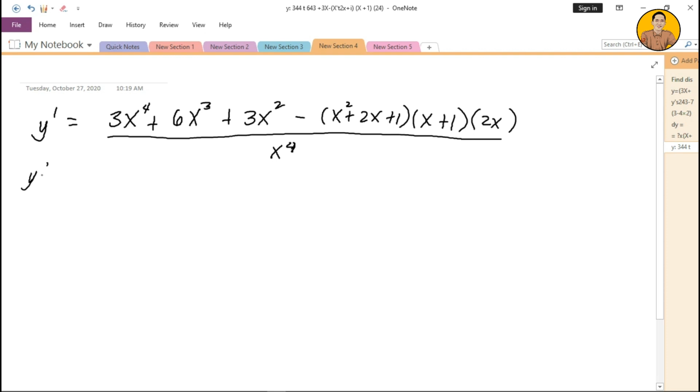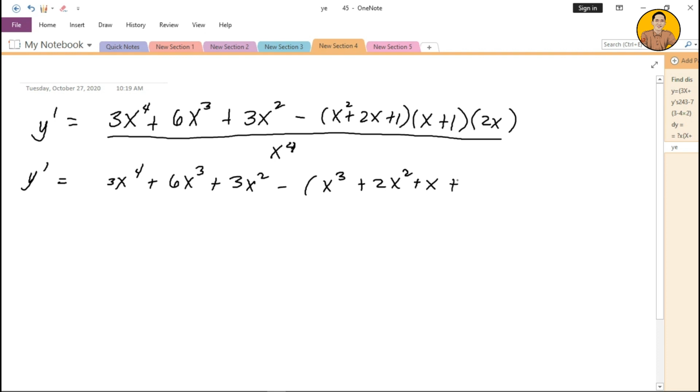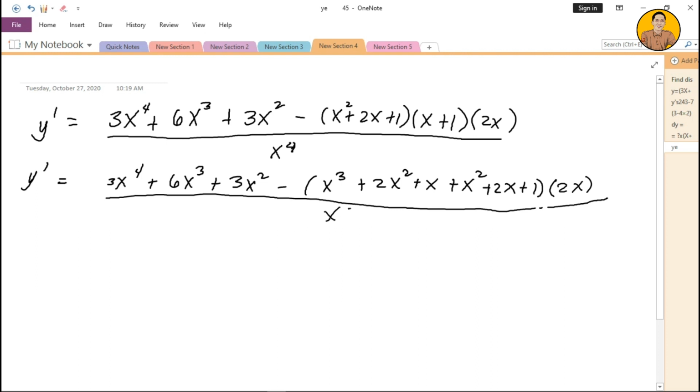We have here y prime equals, so this is 3x raised to 4 plus 6x cubed plus 3x squared minus, dito guys, if FOIL method natin, so x times x squared, so this is x cubed. So x times 2x, so this is plus 2x squared. So x times 1, so this is plus x. So plus 1 times x squared, so this is x squared. 1 times 2x, so this is positive 2x. Then 1 times 1, so this is plus 1 times the quantity 2x. So all over, this is x raised to 4.